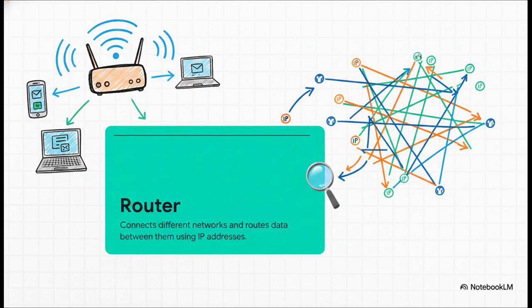Think about your home router for a second. It basically acts as the main gate connecting your local home network, so your phones, your laptops, your smart TV, to the massive global network we call the internet. It uses what are known as IP addresses to constantly decide the absolute best path for your data to travel.